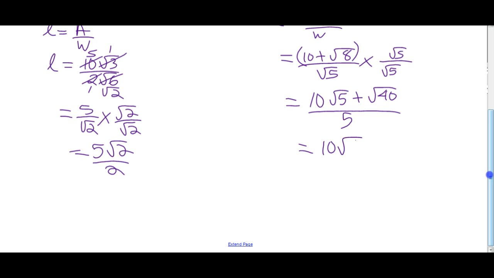Which is 10 root 5. What's root 40? 2 root 10 over 5. Done. Right? Because the 5 will not go into the 2. It goes into the 10, but you can't cancel. It has to go into all the numbers, right? It's got to go into 10, 2, and 5. And all it goes into is the 10, not the 2.